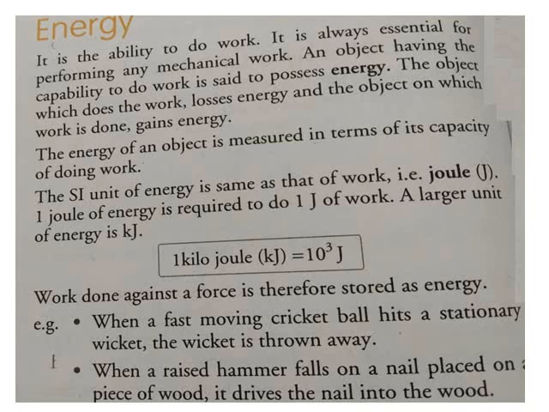Example, when a fast moving cricket ball hits a stationary wicket, the wicket is thrown away. So the work is done by the ball. So the SI unit of work done is joule. So in short, energy is the ability to do work.